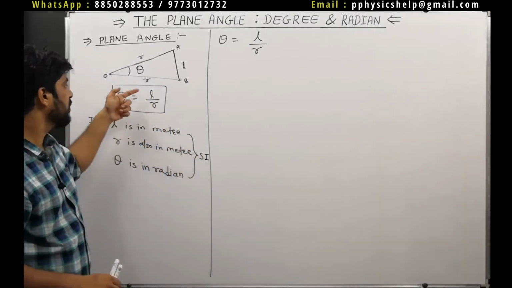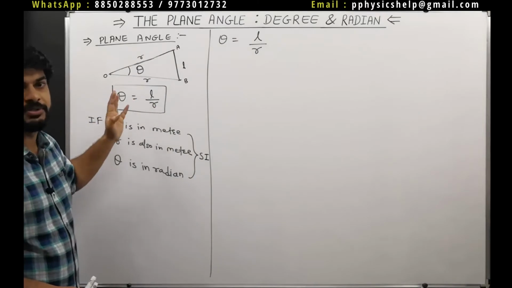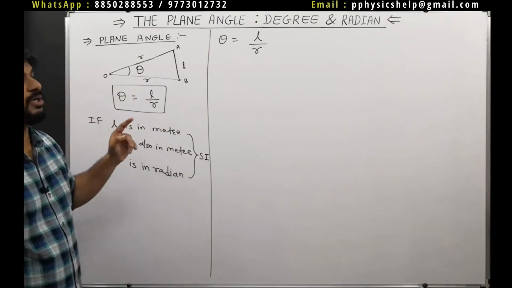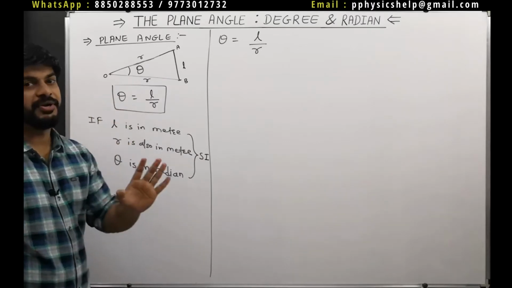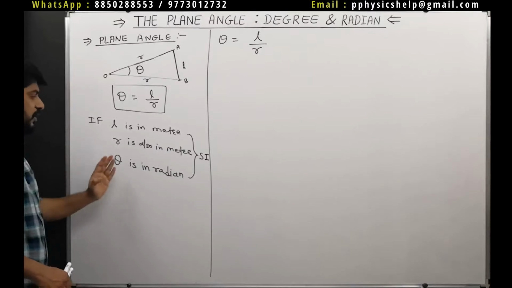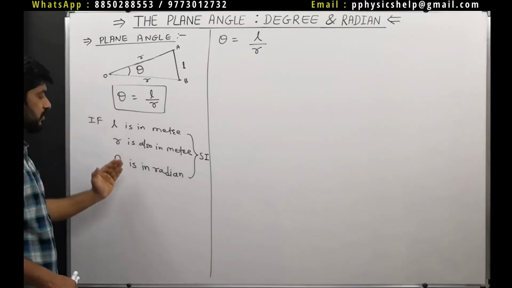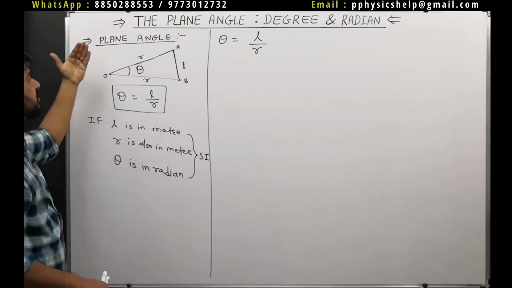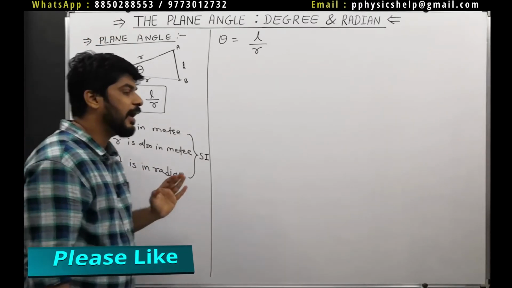You can't put any number over here in centimeter or millimeter, you just have to put in meters. Then only you will get radians, otherwise there is no other way. So this is how we get the angle in radian, and this is how we define the plane angle.